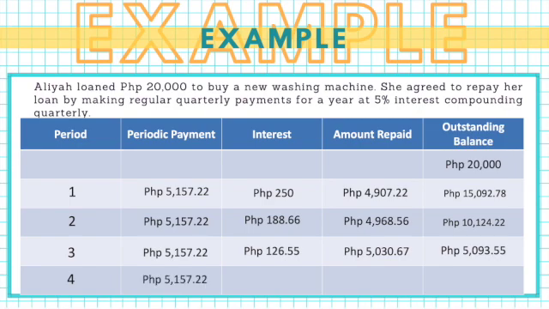On the last payment period, again, she will be paying 5,157 pesos and 22 centavos. Getting the interest from the previous balance, we get 63.67 pesos, and the amount repaid is 5,093 pesos and 55 centavos. So when we subtract the amount repaid on the last payment period from our previous balance, our outstanding balance should be 0, because it means that she had already repaid the loan with interest. This is how we construct an amortization schedule.